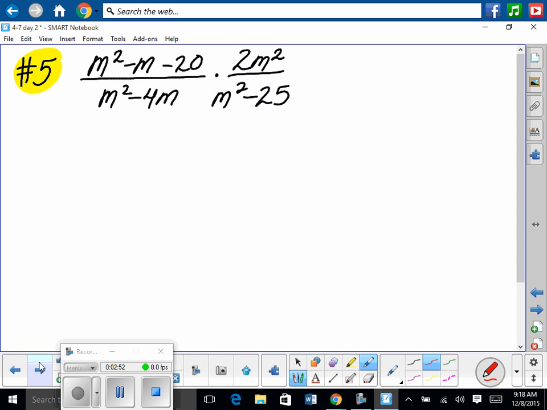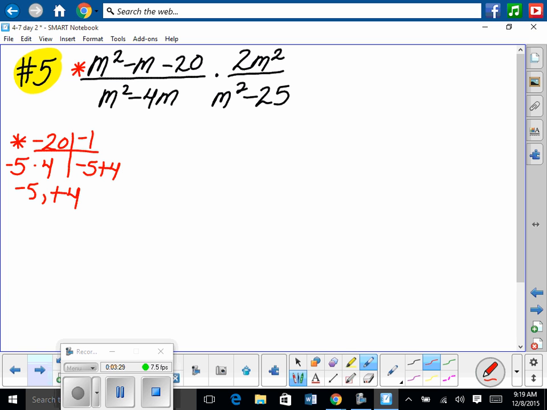Number 5, n squared minus n minus 20 over n squared minus 4n times 2n squared over n squared minus 25. The first thing we're going to do is factor each piece. So I'm going to focus right here. I'm going to go over here, give myself some room. So we're asking what multiplies to be a times c, what multiplies to be negative 20 because it's quadratic, right? And adds up to be negative 1. 5 times 4, right? And the negative would be with the 5. Once again, negative 5 plus 4. So our factors are negative 5 and positive 4.